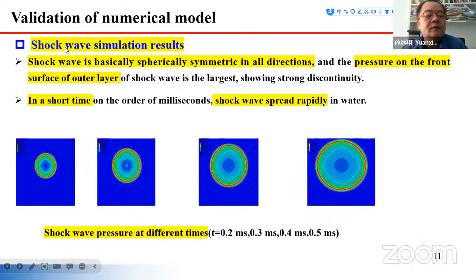Here is the shock wave simulation result. The shock wave is basically spherical, symmetrical in all directions, and the pressure is highest on the front surface of the outer layers. In a short time, on the order of milliseconds, the shock wave spreads rapidly in water.